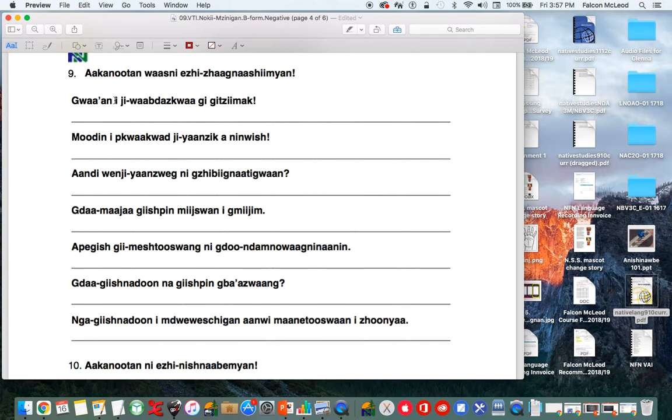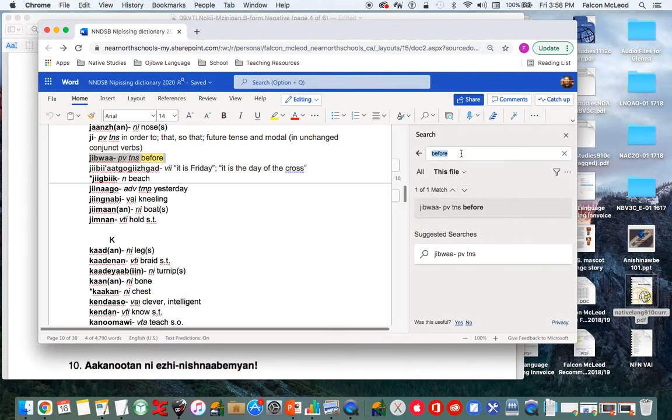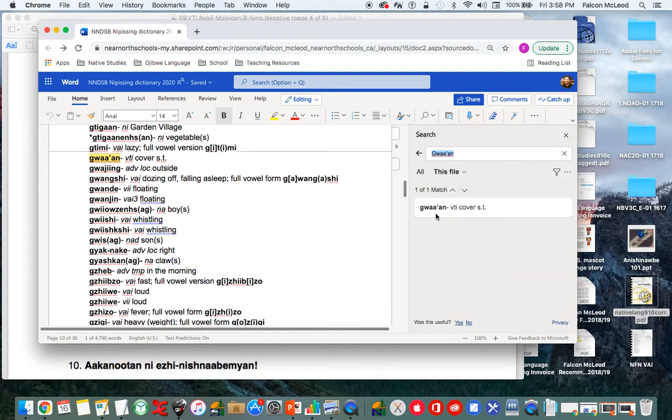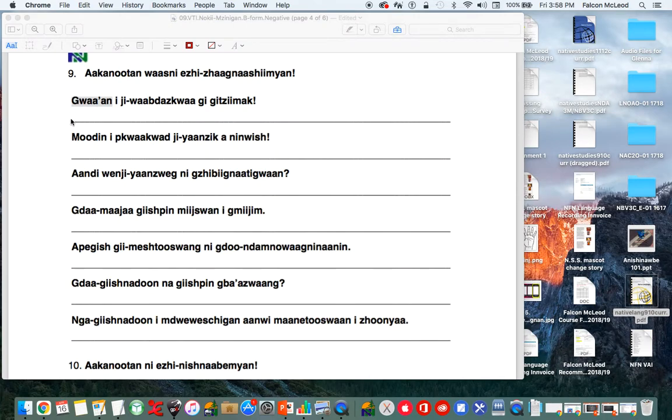So we got guayan ejawabdan squa gegitsimak. All right, so first off, we gotta know what that word is. If you don't know it, see if it's in the dictionary. Cover it. So this is a command. We know it's a command because that A sound is a single A, and it's a VTI 1. And so when its ending has a single A, it's a command. So cover it.